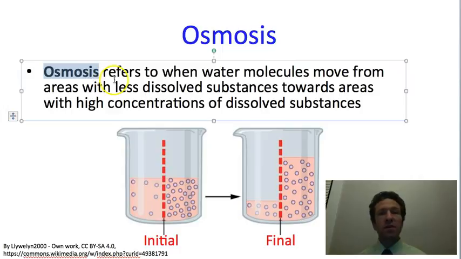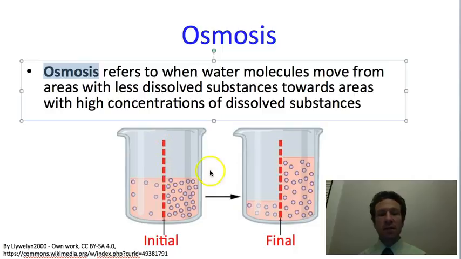And osmosis refers to when water molecules move from an area with less of a dissolved substance, so for example over here, towards areas with higher concentrations of the dissolved substance, like over here. So if we initially had low concentrations and high concentrations, and the substance could not go through the membrane, then after enough time, we would see that the water would move across to the other side as it has moved from an area of less dissolved substance towards the area with more.